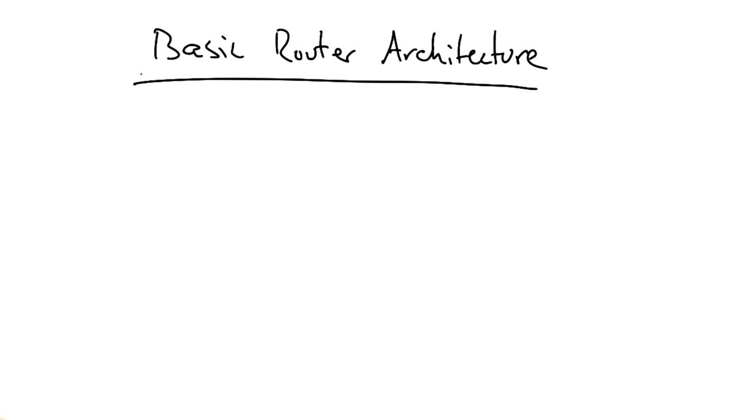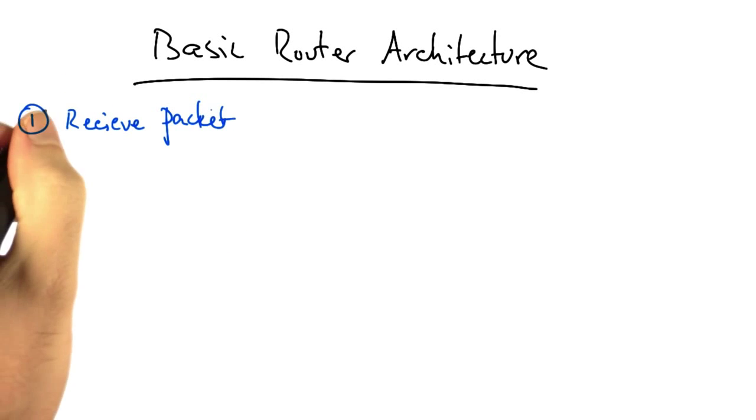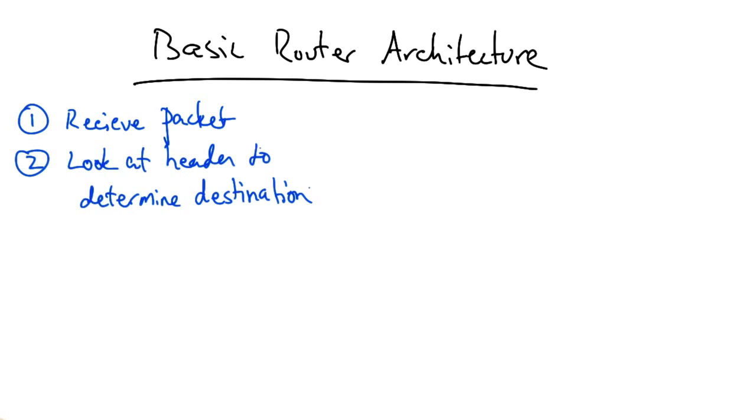Let's take a look at a generic router architecture. As a summary of basic router function, a router receives a packet. It then looks at the packet header to determine the packet's destination.